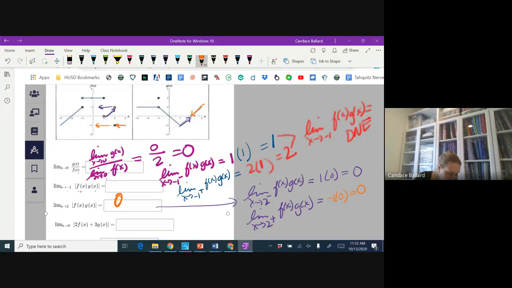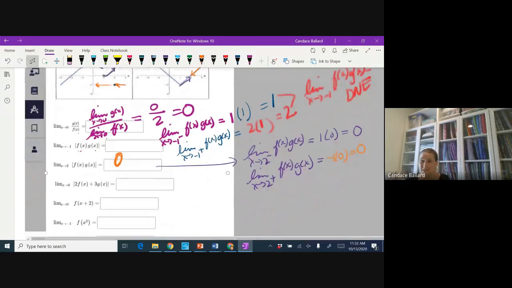Okay, let's take a look at the next one. We're going to have this craziness go on again. When it looks like a does not exist type situation, this is where I invoke the from the left, from the right. I'm going to move my work out here. I'm going to look at 2 times the limit as x approaches 0 from the right of f of x, plus 3 times the limit as x approaches 0 from the left of g of x. I'm going to do my left first, and then we'll do our right.